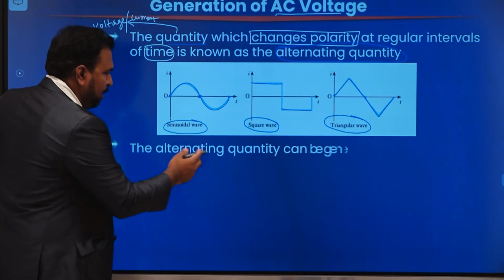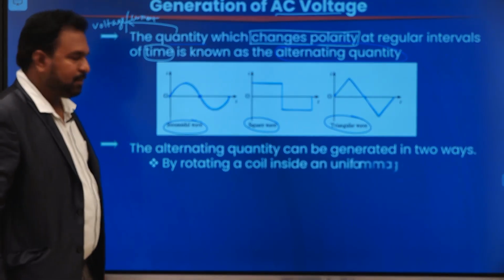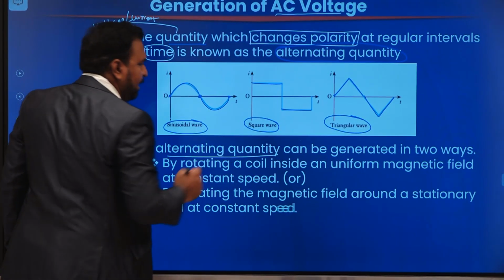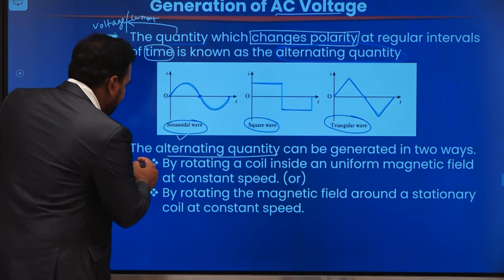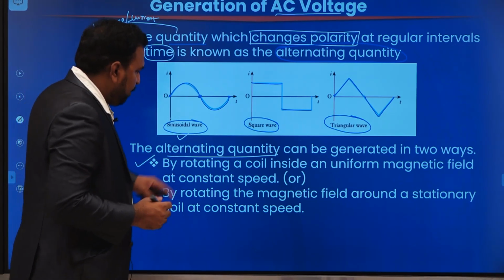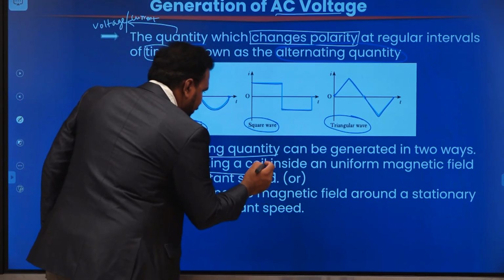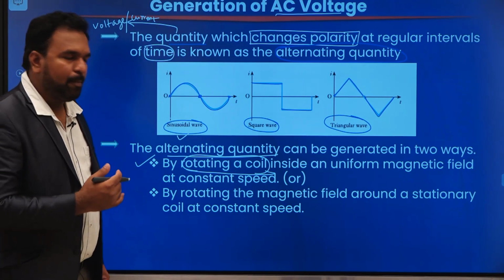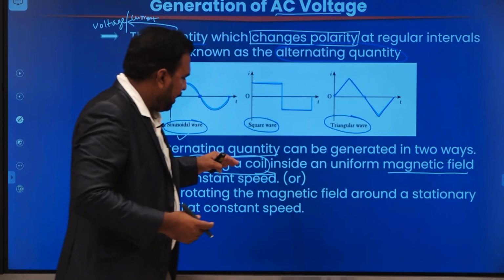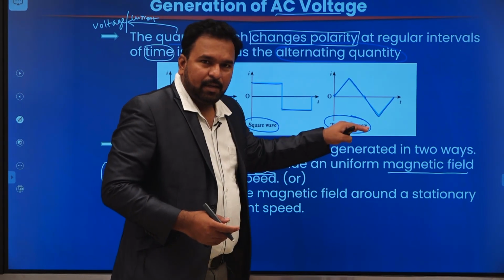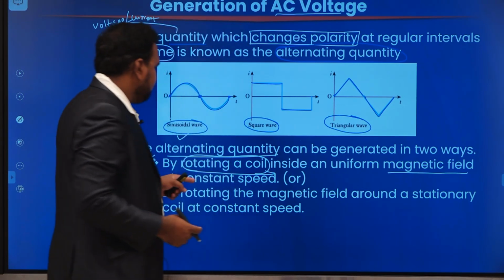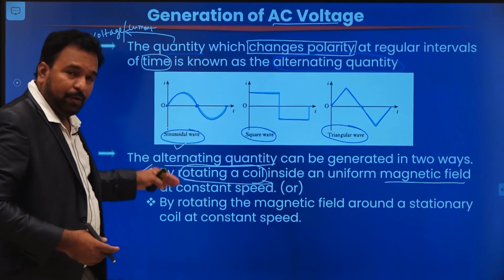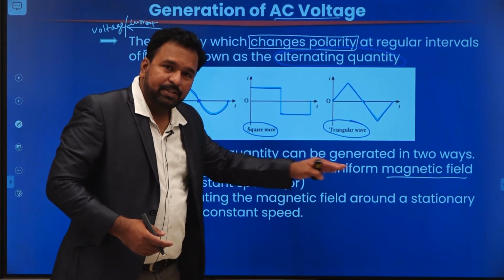Okay. The alternating quantity can be generated in two ways. The first way of generating AC voltage is by rotating a coil inside a stationary, uniform magnetic field at constant speed. What is the second one? By rotating the magnetic field around a stationary coil.